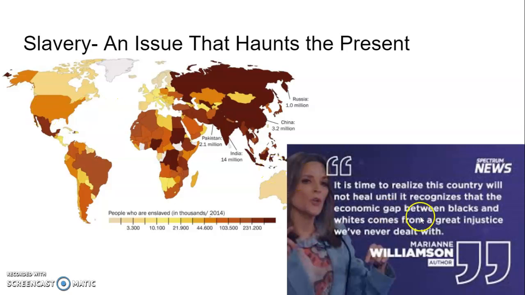The other thing that we see down here in the corner, this is a lady, Marianne Williamson, who actually ran for president in the last election. I think she dropped out fairly early, but there's a quote here where she says, "It is time to realize this country will not heal until it recognizes that the economic gap between blacks and whites comes from a great injustice we've never dealt with."